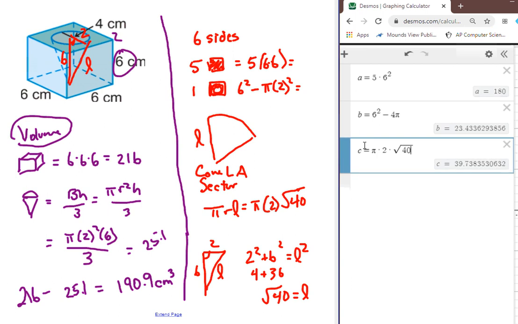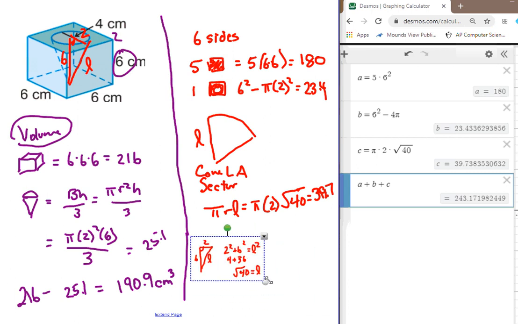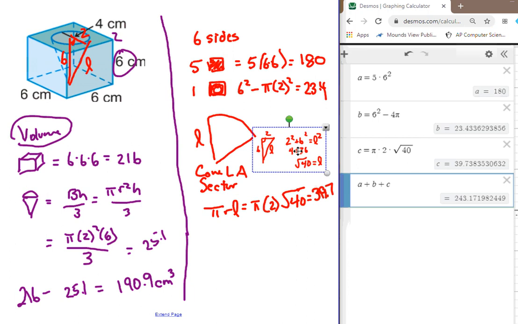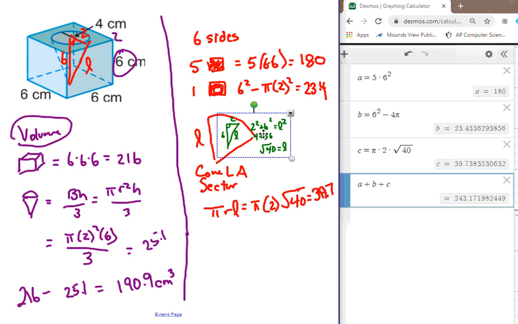There we go, and we've got all of the pieces. Those are all the surfaces where we're going to add up our area. And so now we just have to do A plus B plus C. And there's our final answer, 243. I'll just transfer the numbers up here. We had a 180, we had a 23.4, and we had right here 39.7. I want to point out that this work is just an aside, so I'm going to squeeze it off to the side. I even make it a different color so I don't get confused that it's not part of all of this. It's just figuring out that L.